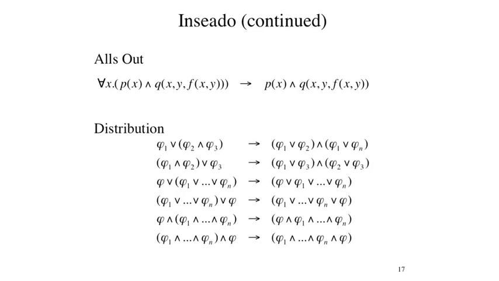In the sixth step, distribution, we put the expression into conjunctive normal form, that is a conjunction of disjunctions of literals. That's accomplished by repeated use of these 6 distribution rules. The first 2 allow us to distribute disjunction over conjunction. And the remaining 4 rules will just allow us to flatten nested disjunctions and nested conjunctions.